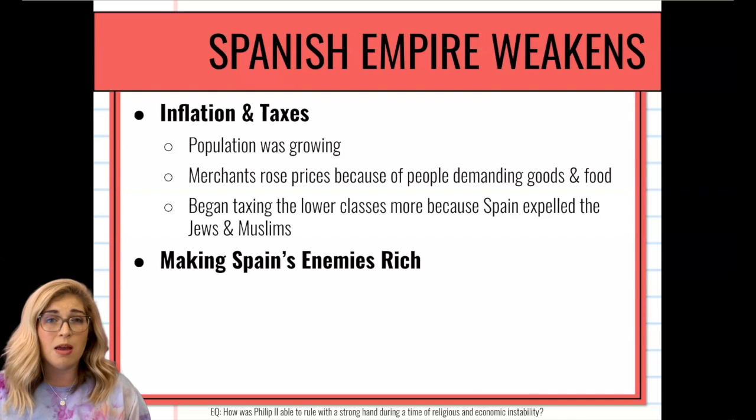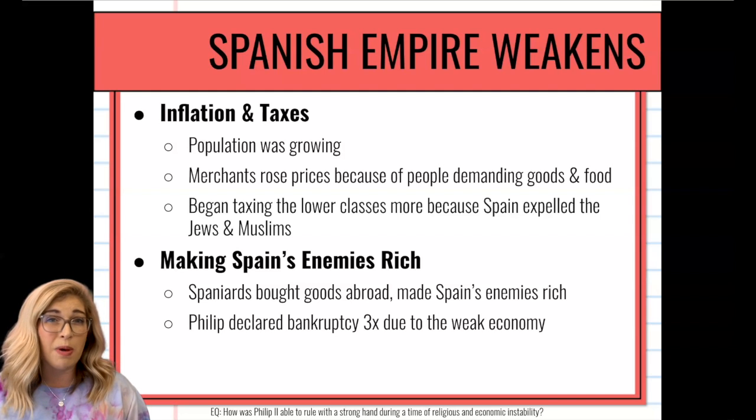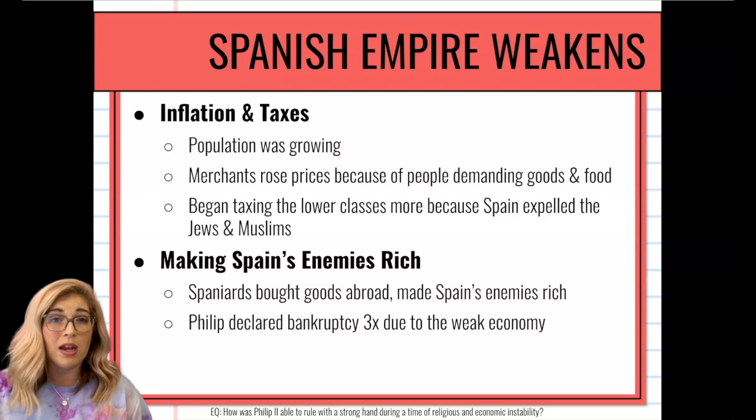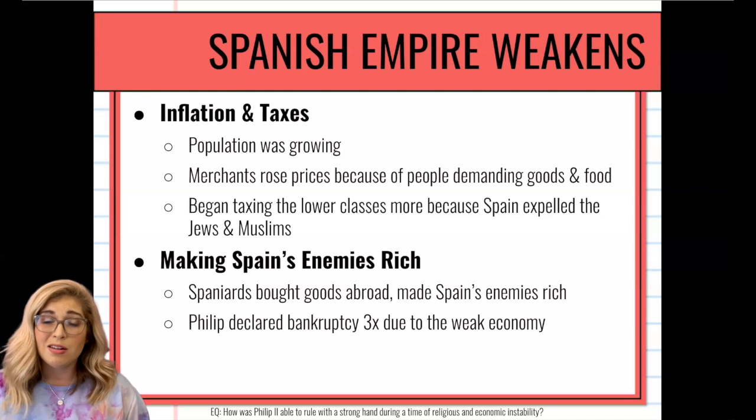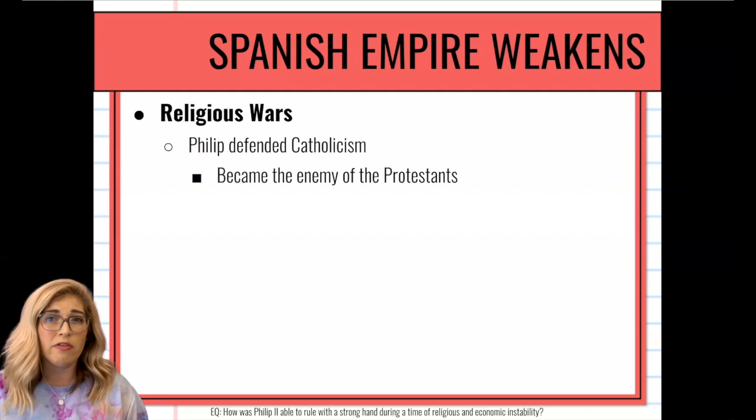Spain also at this time, unfortunately, was making its enemies rich. Spaniards went to different places abroad. They spent their money there. Basically, because they're spending money in other places, they're making Spain's enemies rich. Philip actually declared bankruptcy at least 3 times due to the weakening of the economy in Spain. So Spain was not doing so hot at the end of his reign. He also got involved in several religious wars. Again, he's defending Catholicism tooth and nail, and he becomes an extreme enemy and target of the Protestants.